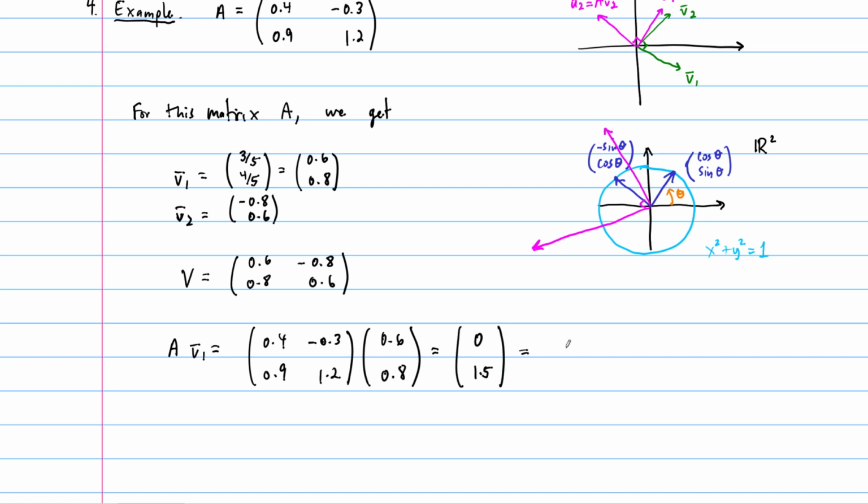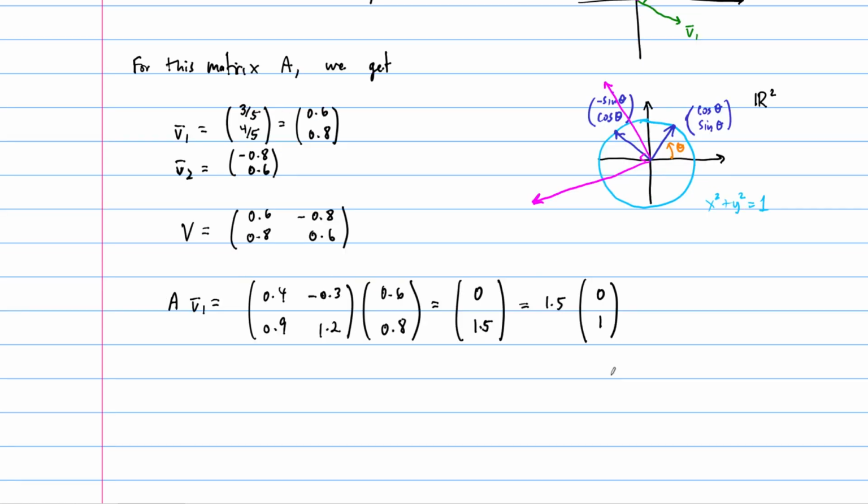All right, and so to make this a unit vector, we have to factor out this 1.5, right? And then there's a unit vector. All right, and then if we do this for v2, A times v2, we're going to see something very similar. By the way, if this is the basis vector u1, we can kind of guess what u2 is going to be, right?